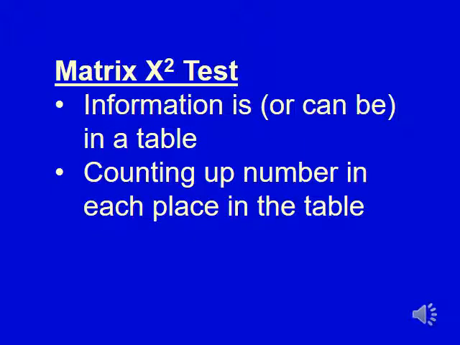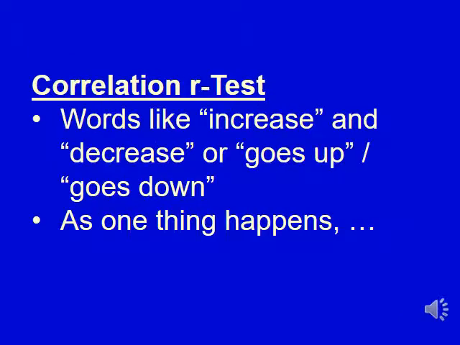The other kind of chi-square test that we did was what was called a matrix chi-square test. When you have a matrix chi-square test, your information either literally is in a table, or at least in the problem, they talk about how you could put it in a table. You're counting up how many are in each row and column, you put it in a table, and analyzing that table, that matrix, is why it's called a matrix chi-square test.